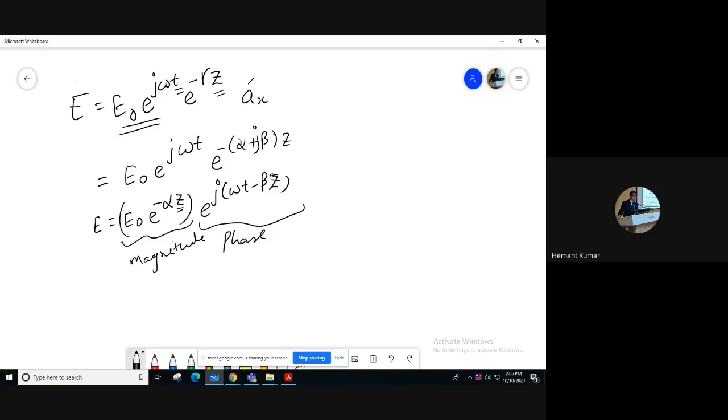A very important property of a uniform plane wave is that the direction of propagation is given by E cross H: the direction of E, the direction of H, then the direction of propagation. So if our electric field direction is AX, then the magnetic field direction will be AY because the direction of propagation is AZ. So this will always follow the right hand sequence rule.